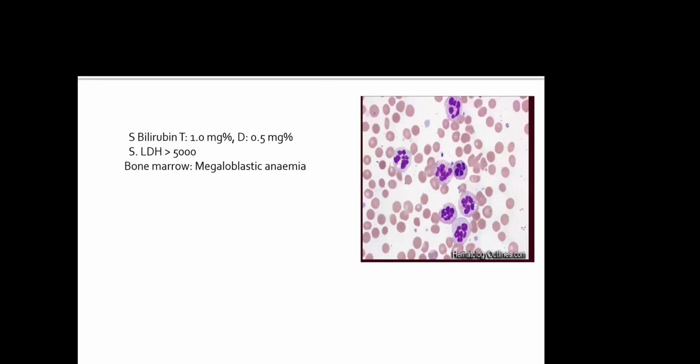The bilirubin was low. Again, the neutrophils are much better observed in this. And the bone marrow is typical for a megaloblastic anemia. So that tells you that this is a B12 deficiency.